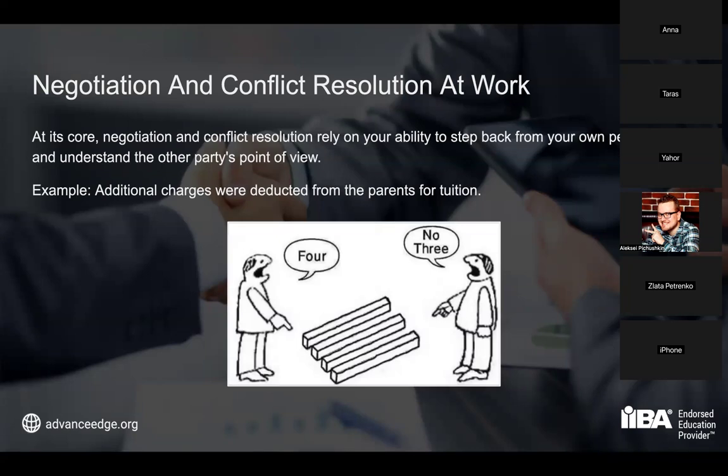So at its core, negotiation and conflict resolution is also about the ability to step back from your own shoes and be able to put on the shoes of the other party, at least for a while, just to understand why they're saying this, what they are thinking about, what they are driven by, right? And being able to acknowledge their perspective. I will continue the example with the mobile app for the school.